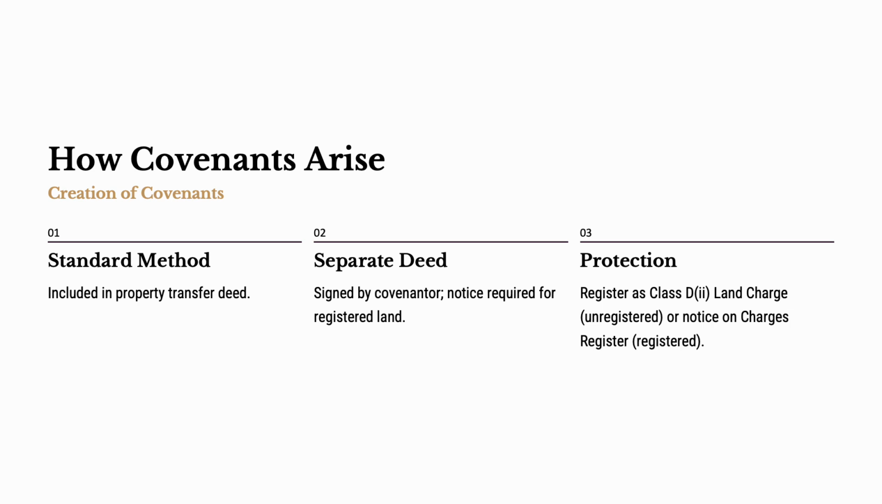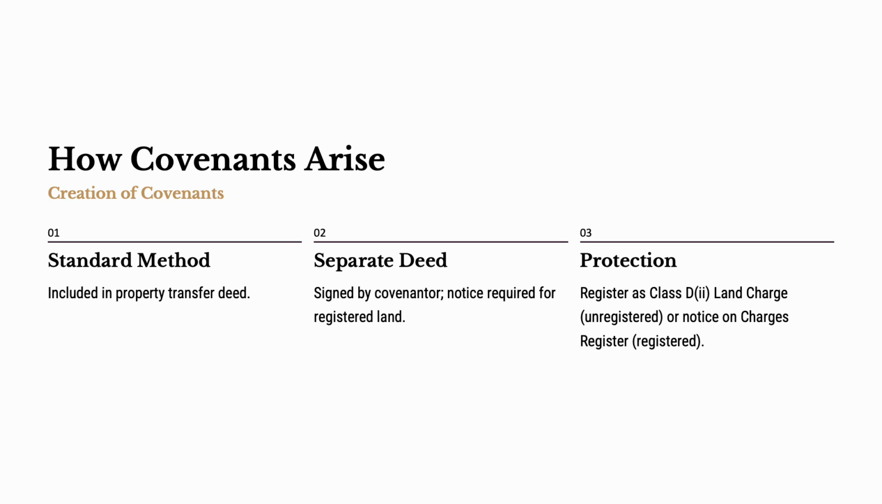Creation of covenants, how they are created. The standard method is to include the covenant in the deed once the property is transferred. When a seller transfers land to a buyer, the transfer deed contains covenants that the buyer agrees to observe. This is the clearest and most common method. The buyer signs the deed, explicitly agreeing to the covenant.